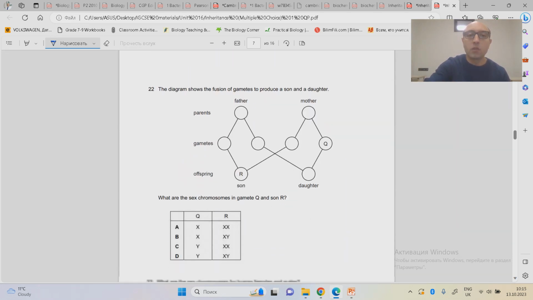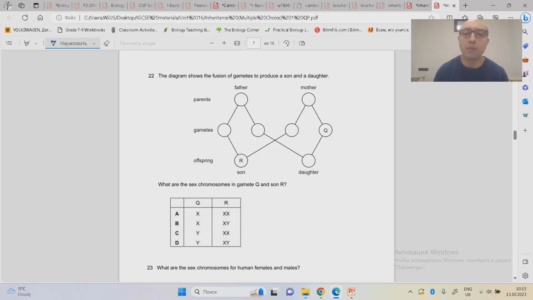The same. 22nd, what are the sex chromosomes of gamete Q and son R? So, son R, it's male, and males have XY. So, R is XY. So, let's eliminate A and C in this question. So, R took X from mom and Y from dad. As a result, became a son, like became a boy. So what's the question? Q. Q is always X, of course, because mother has 2 X's and both of them will have X. So the answer in here is B.